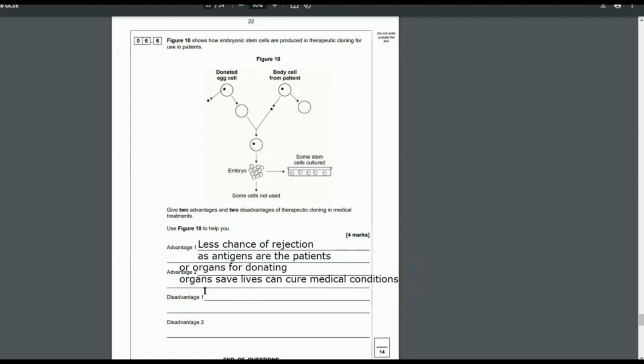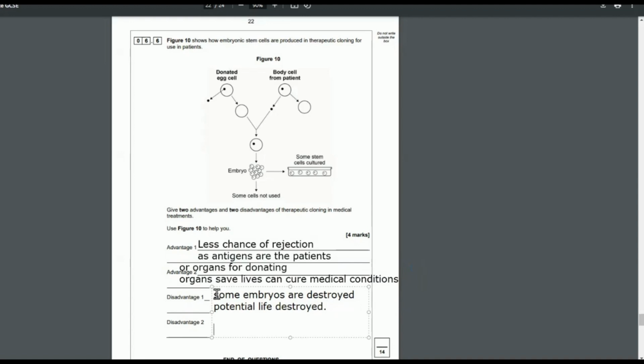Now, what are the disadvantages? Right, what happened to some of the cells that are not used? Some embryos are destroyed. So you've destroyed potential life. So some people will call you a murderer for that, although, you know, that's kind of a bit extreme, isn't it? But yeah, some embryos are destroyed in the process if they're unwanted or unkept.